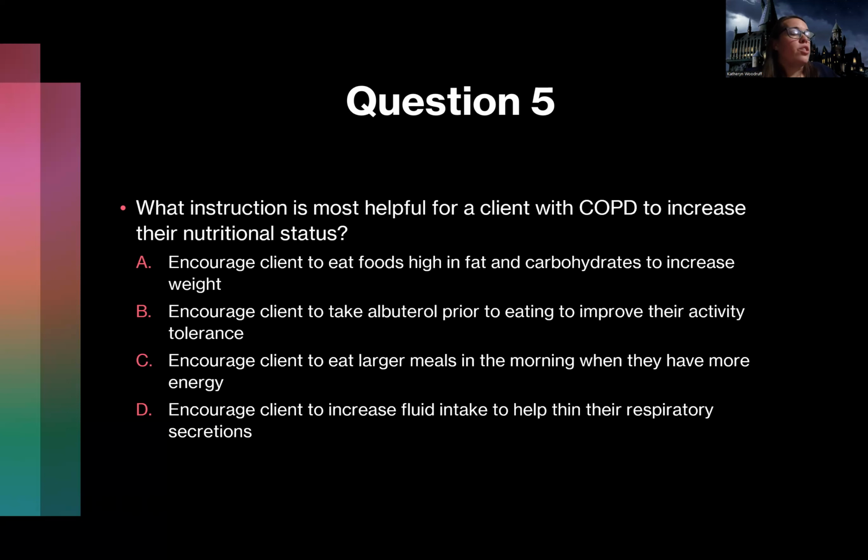And since for patients with COPD, eating is kind of like exercise for them, because it takes work. It's hard to eat and breathe at the same time. I like that. So far, that's the answer I like the most.